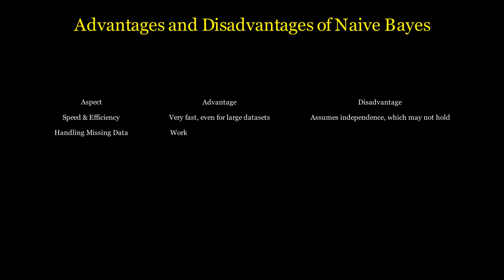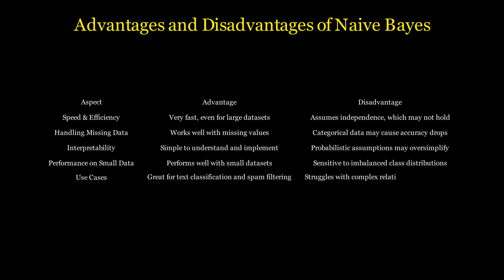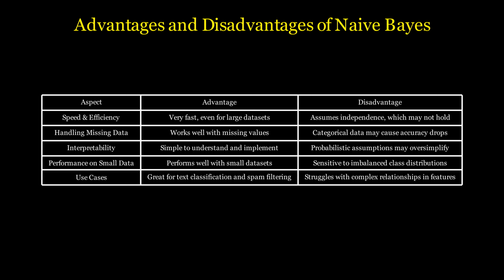Let's explore the advantages and disadvantages of the naive Bayes classifier. Here is a table summarizing the advantages and disadvantages of naive Bayes. Naive Bayes is extremely fast, even on large datasets, because it simplifies probability calculations. However, its assumption of feature independence may not always be valid.